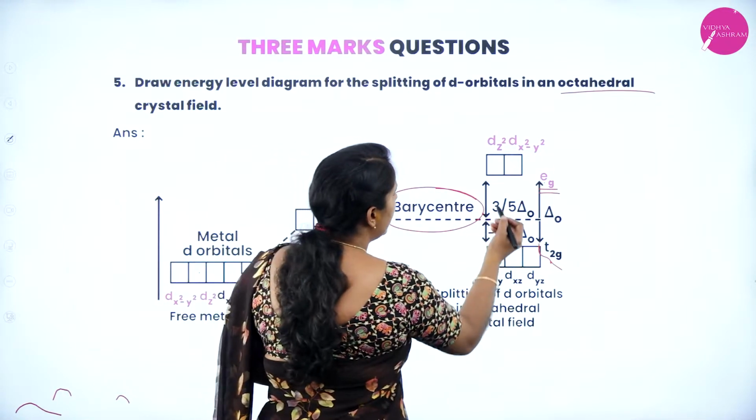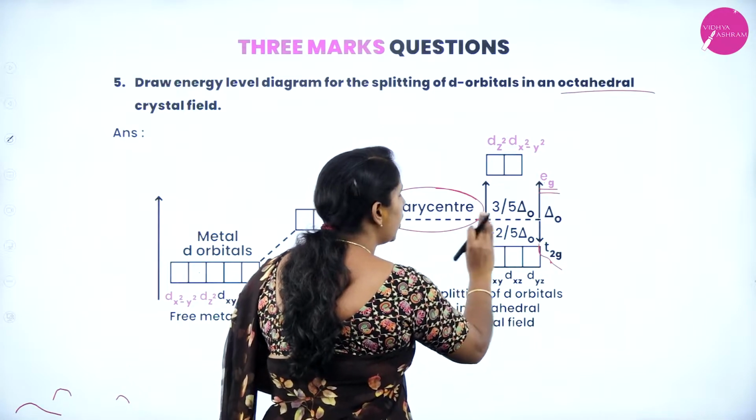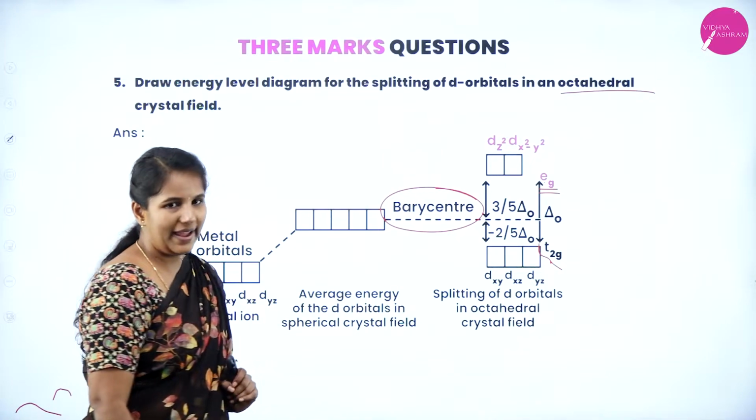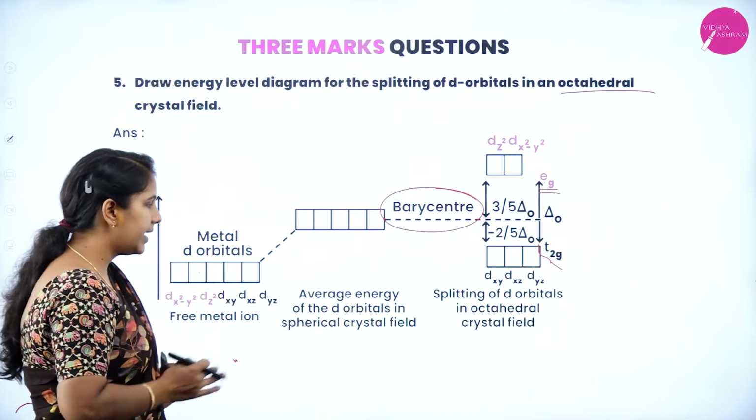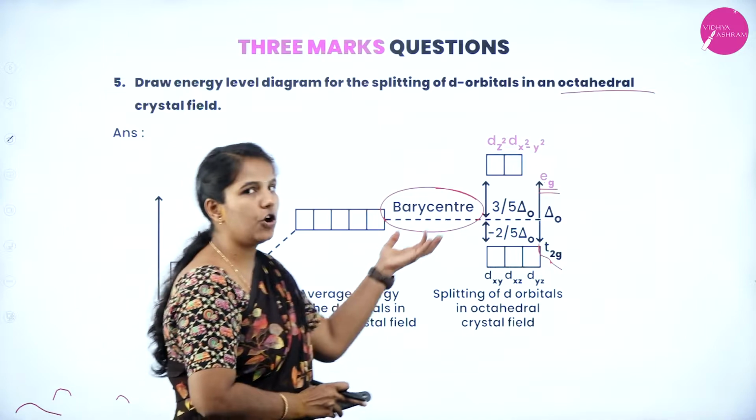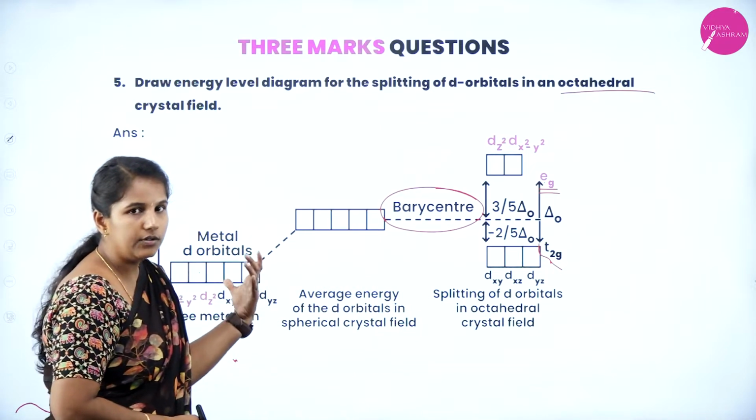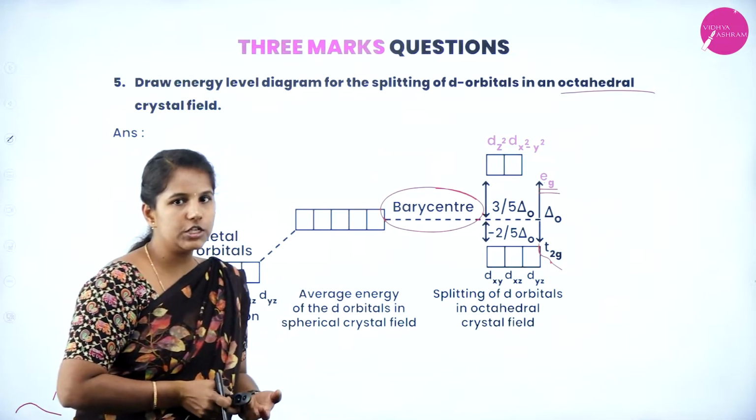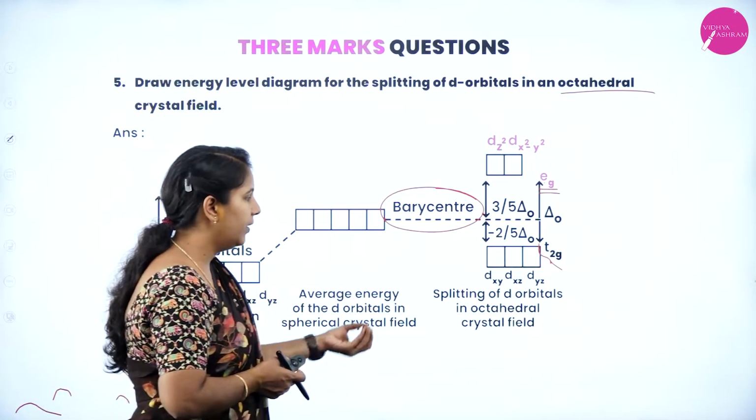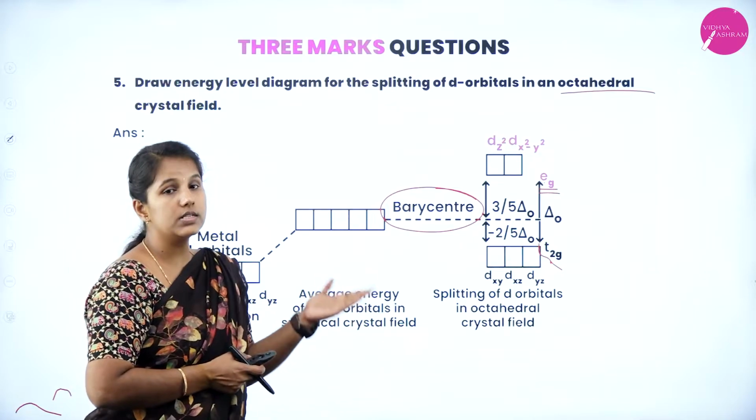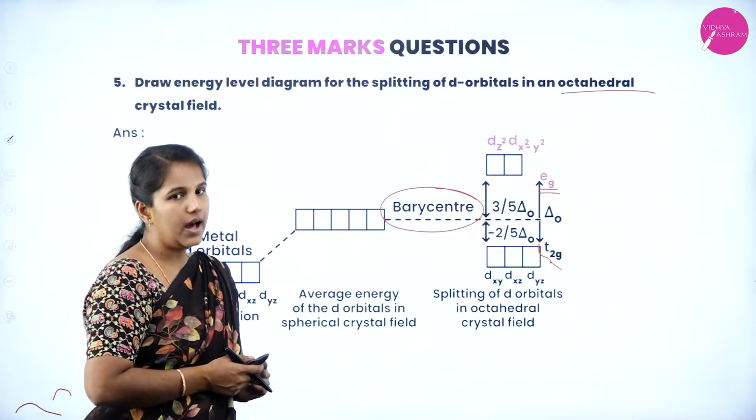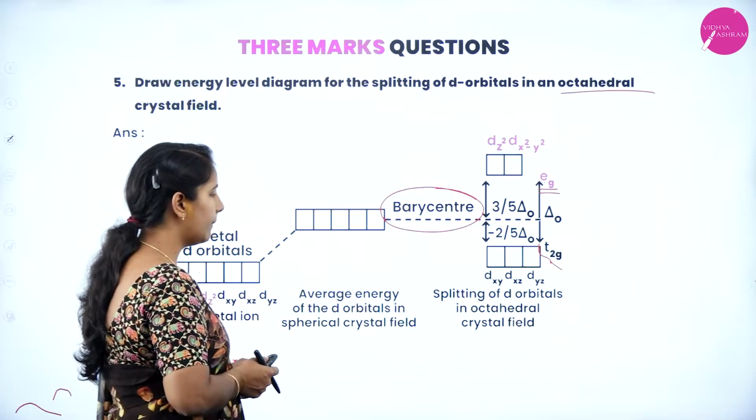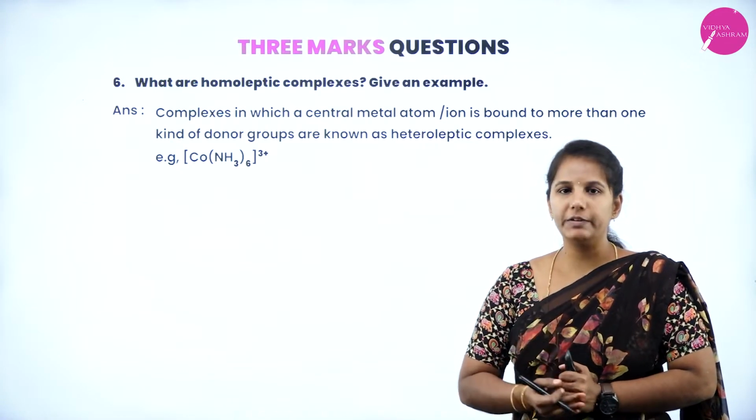And you can see that even though they are d orbitals, when they split, they show different energy levels. So, for the exam, you must know which complex they have asked and how the d orbital will be split and give rise to the energy levels. You must have this idea to show how the octahedral splitting occurs in the d orbitals of an octahedral complex. What are homoleptic complexes?